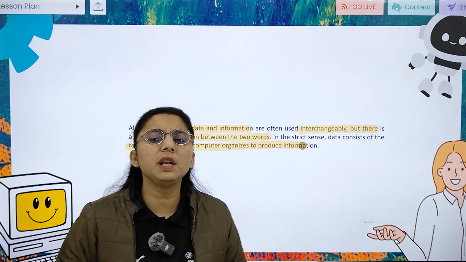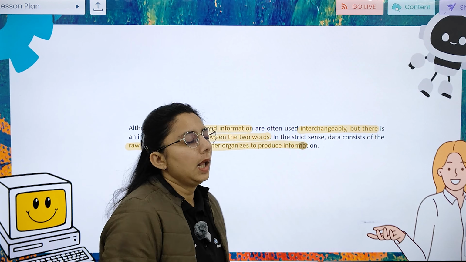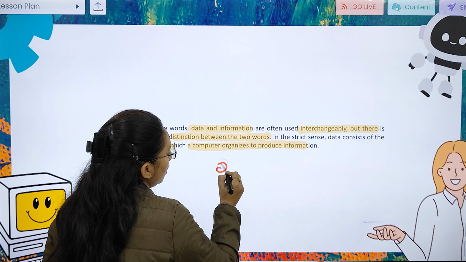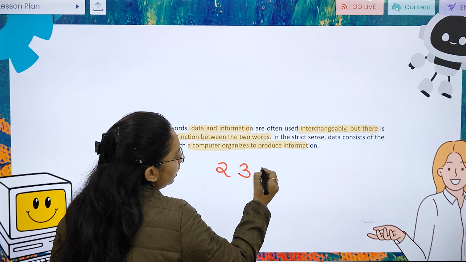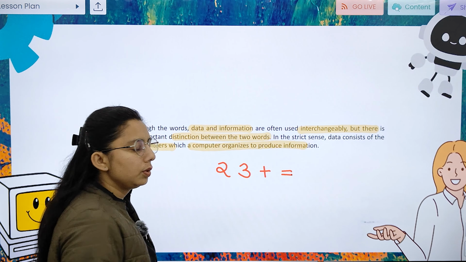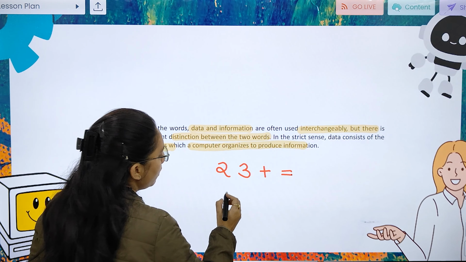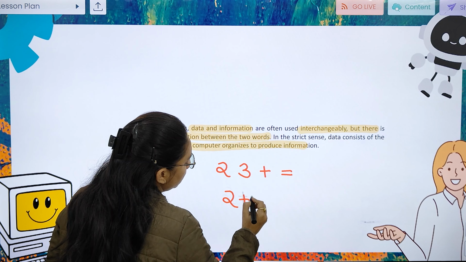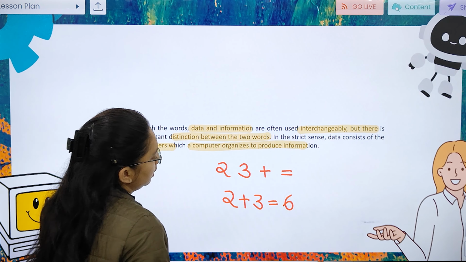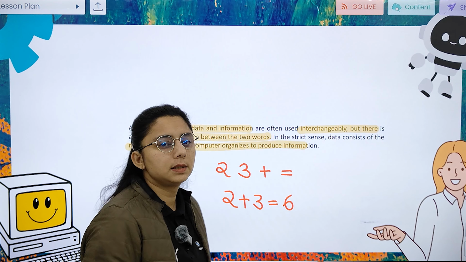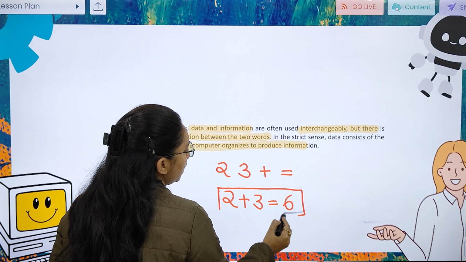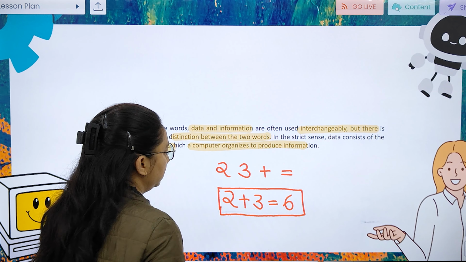Like you have different numbers, and if you organize them in a proper way, like I have number 2, number 3, a plus sign and an equals sign. Now I want to organize these. So, how will I organize? 2 plus 3 is equal to 5. This is how I organize the numbers. This is the way we organize the numbers and produce the information.